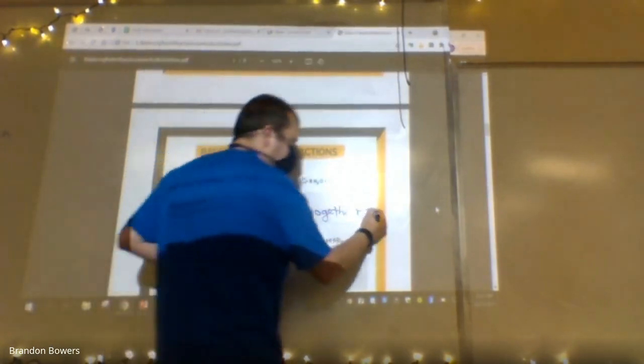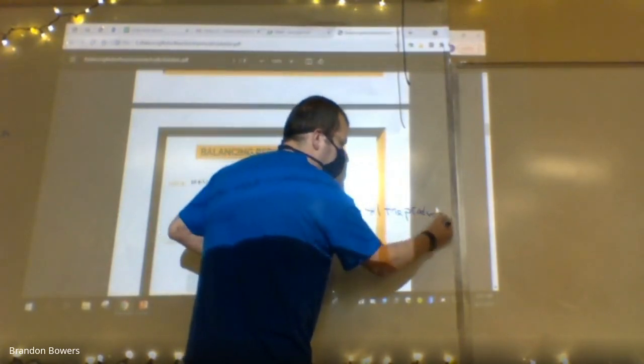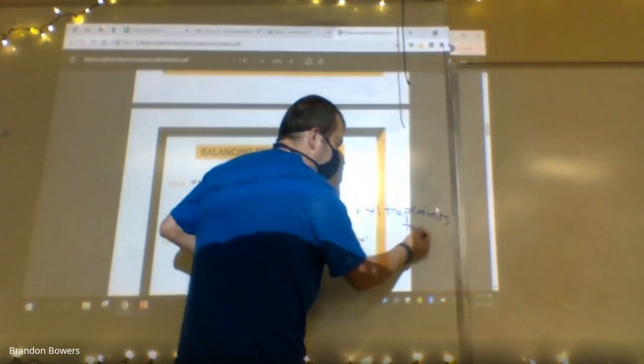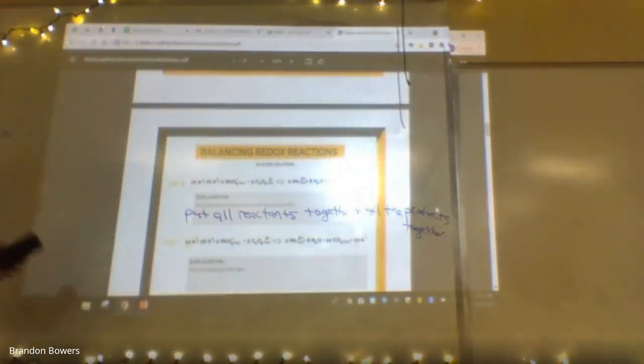And all the products together. Put all the reactants together and all the products together. Beautiful.